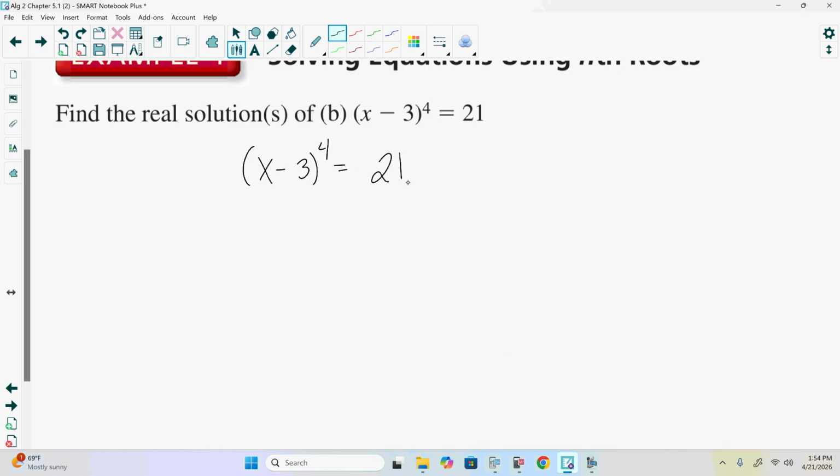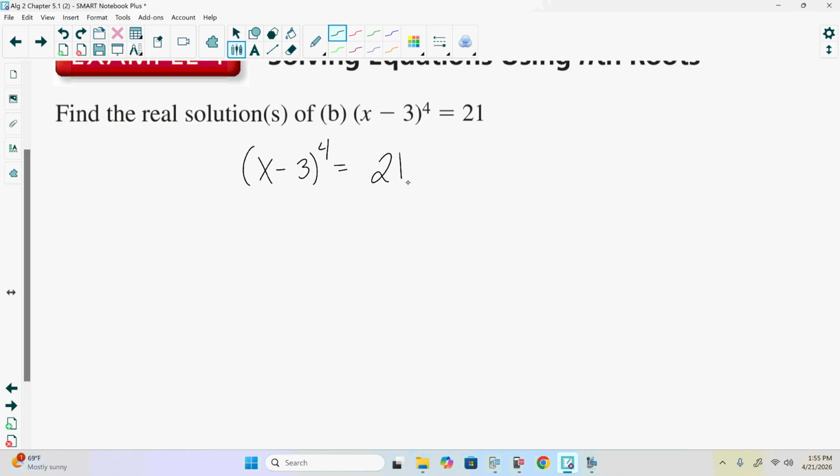Let's look at the next one. x minus 3 to the fourth equals 21. We can use the nth root. We can solve this by the nth root method because the only place the variable shows up is inside those parentheses to the fourth power. If we had a variable outside of those parentheses, we would have to get it so the only place it shows up is inside. We'd have to do a whole lot of extra work. Here, it's nice. We can do this method.